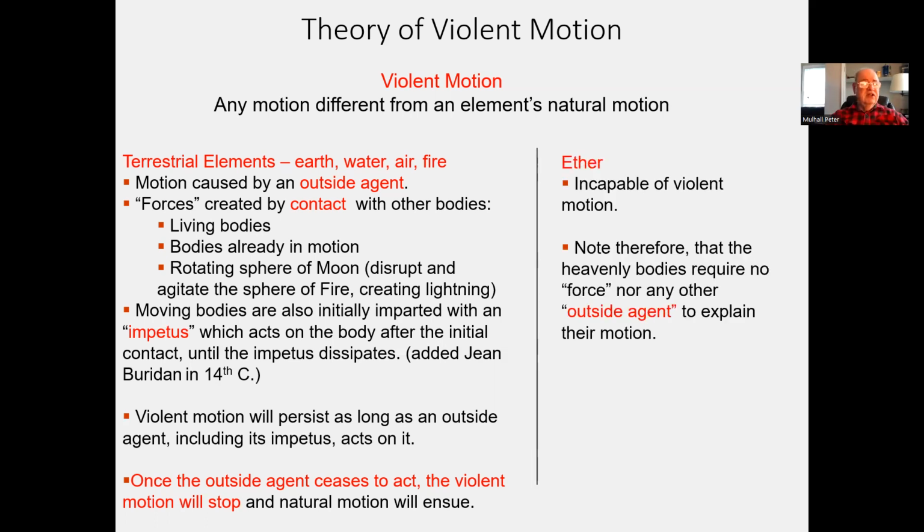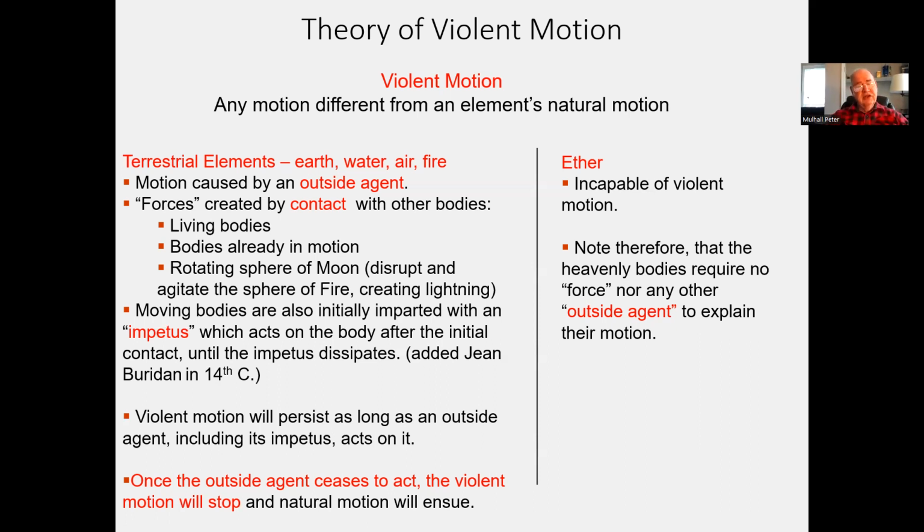Violent motion for the ether? No. There's no such thing as violent motion; you cannot apply violent motion to the ether. First of all, it's unnecessary. The ether already has a motion, and it will continue that motion eternally. But notice that we need no outside agents for the motions of the heavens. Going back to Mike's question, there's no need to look for something like a force. The heavens are moving naturally because that's how they move.